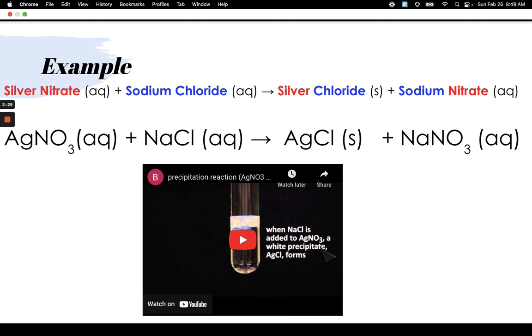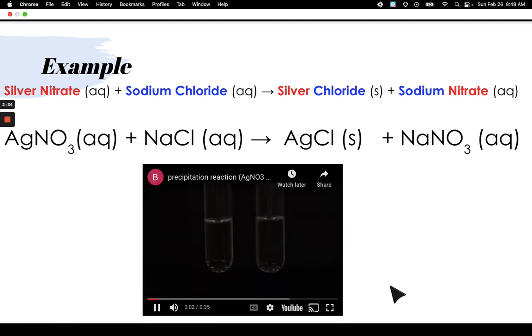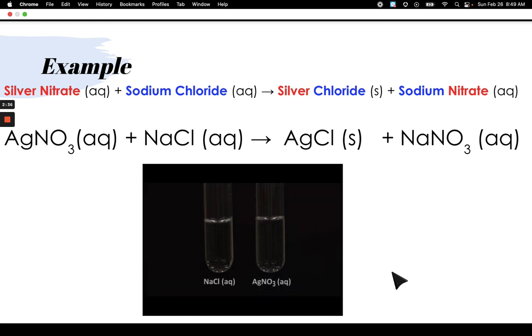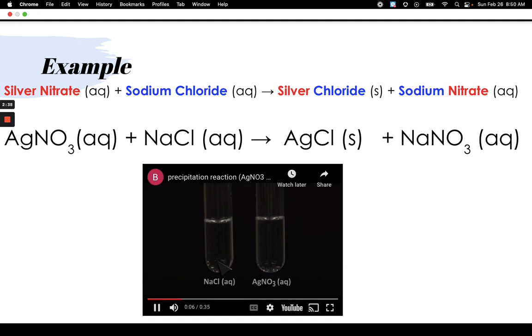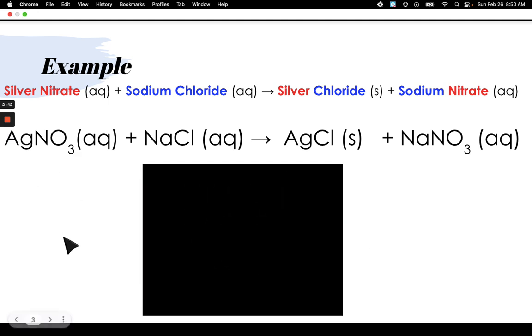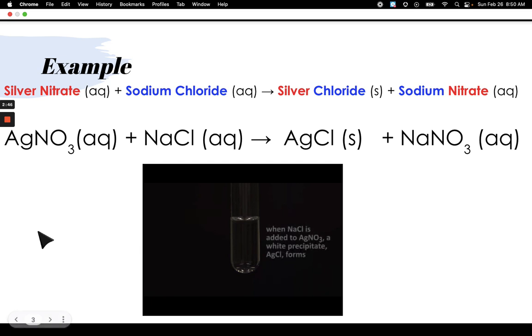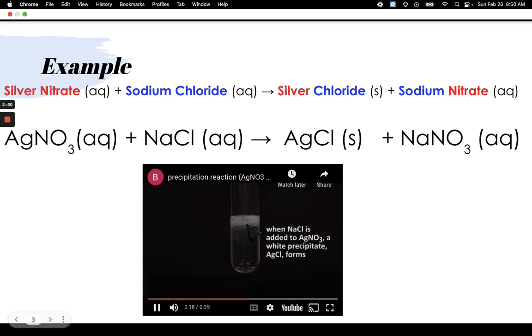Let me just show you a brief video on what that looks like. What you can see here in the video is two solutions of sodium chloride and silver nitrate. They are separate. And then this is just the silver nitrate. And they're going to mix. Sodium chloride is added, and you'll see this white precipitate forming.